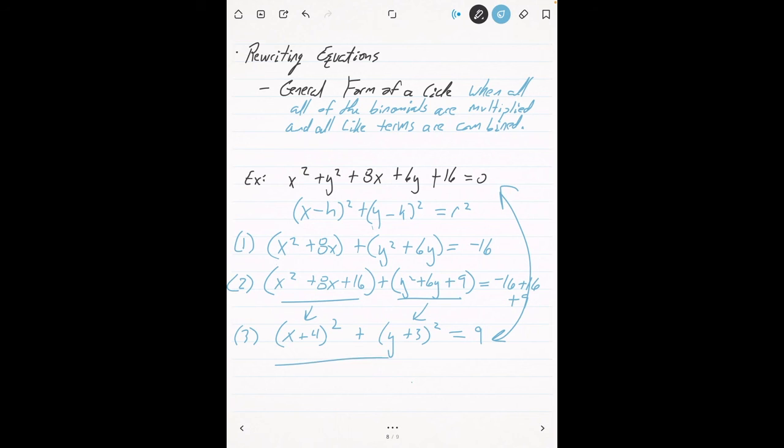So now I have it in this standard form, and I can tell you right away by just looking at this equation, it is centered at negative 4, negative 3. Remember, we take the opposite signs. So that's the center. And the radius is, well, let's see, it's the square root of 9, so that's 3. So I can get a pretty good picture of what this circle looks like and what other points might be on this circle by just interpreting the equation.